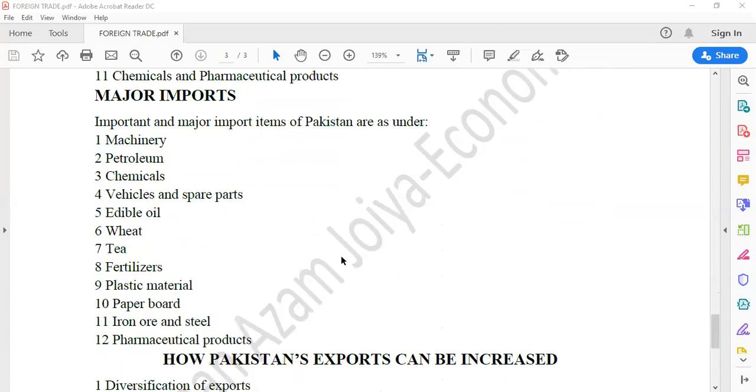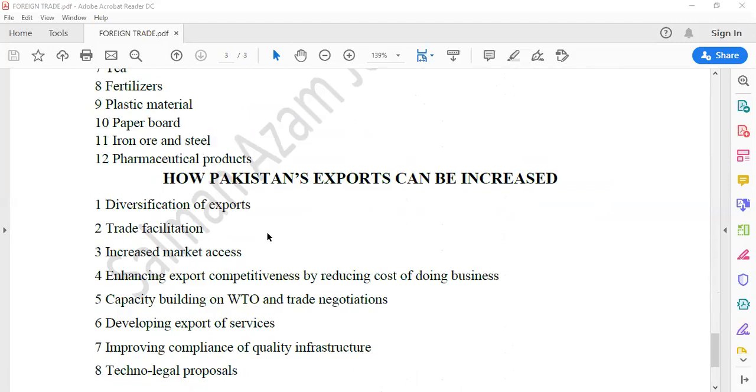What we import: machinery, petroleum, chemicals, vehicles and spare parts, edible oil, wheat, tea, fertilizers, plastic material, paperboard, iron ore and steel, pharmaceutical products. These are all the imports that we have.